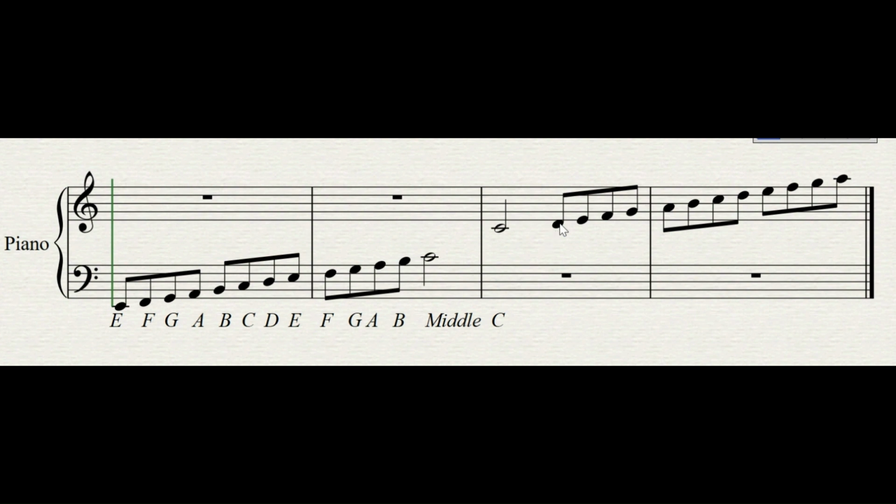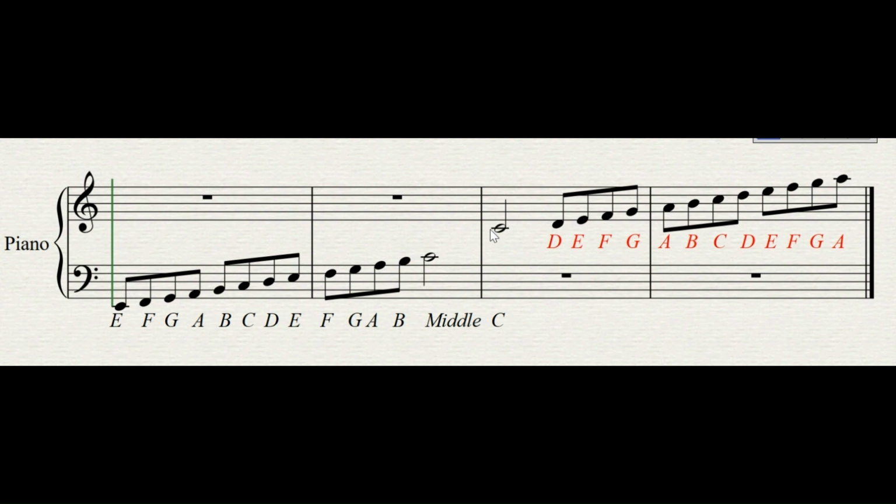D, E, F, G, A, B, C, D, E, F, G, A. So you notice the alphabet just continues after each other. E, it's consecutive. E, F, G, A, B, C, D, E, F, G, A, B, C, and then in the treble clef, D. So after C is D.